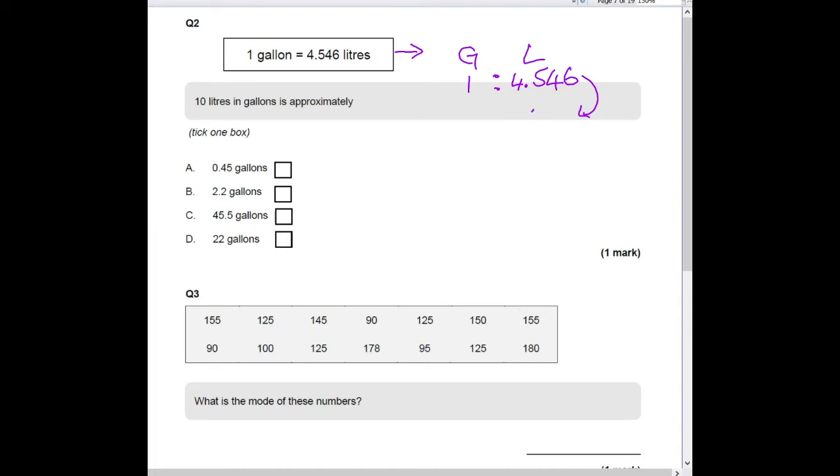Now, we know that 10 litres lives on this side of our ratio, and to find the scale, in other words, what has 4.546 been multiplied by to give us the 10, we divide the 10 by 4.546. And if we do this on our calculator, we get 2.1997, which is roughly 2.2. So we go back, we multiply the other side of our ratio by 2.2, and it tells us that our 10 litres is equivalent to 2.2 gallons. So the option we want to tick is option B, and that's worth 1 mark.